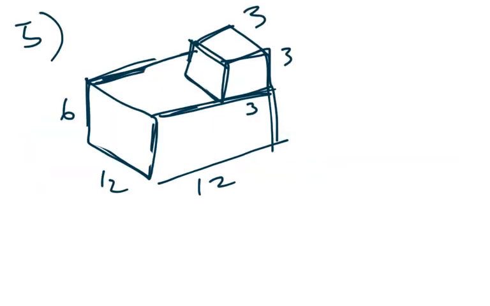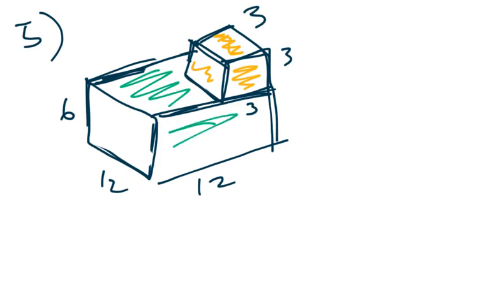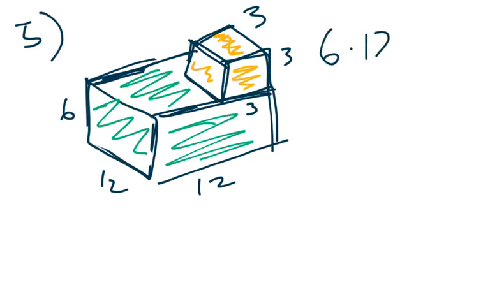Okay, number 5. What is the volume of the figure below? So as you can see, we have a big rectangular prism with a cube sitting on top. So we want to find the volume of each of these shapes separately and then add it up. Our big rectangular prism is 6 by 12 by 12, so we want to multiply those together. 6 times 12 times 12, and that has a volume of 864.